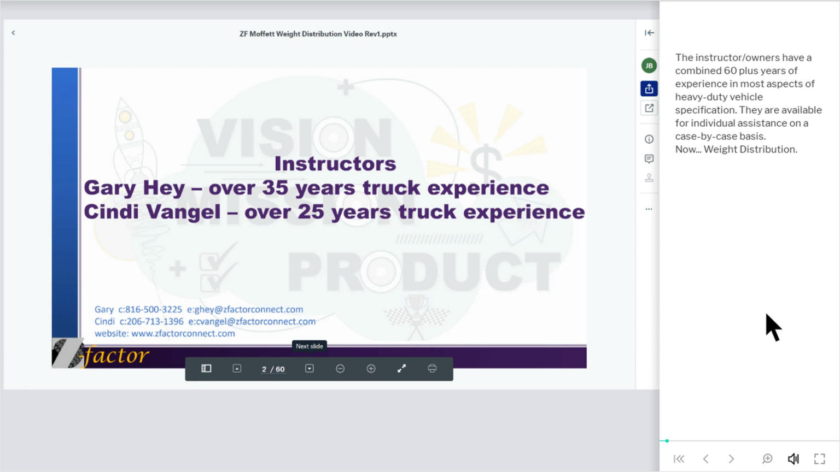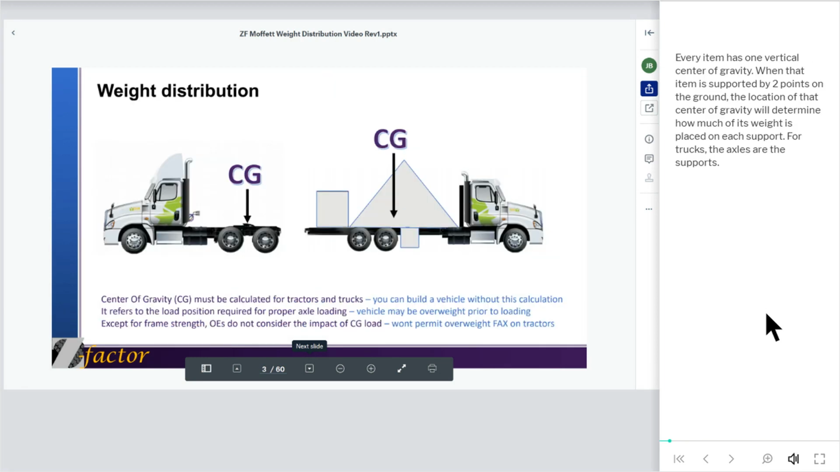Now, weight distribution. Every item has one vertical center of gravity. When that item is supported by 2 points on the ground, the location of that center of gravity will determine how much of its weight is placed on each support. For trucks, the axles are the supports.